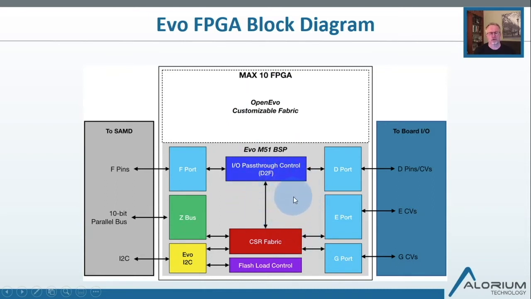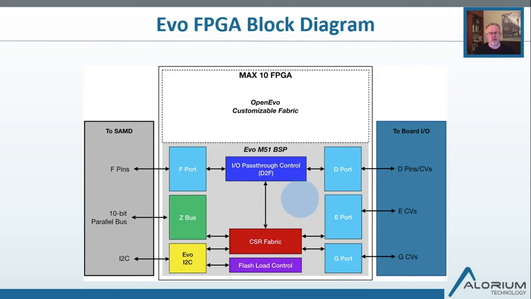Now, I know it looks like the BSP is using up most of the FPGA, but in reality, the BSP uses about 1/3 of the FPGA when you have an M25. For an M50, it's 1/6 of the area, so there's plenty of room left on these FPGAs to add custom logic.